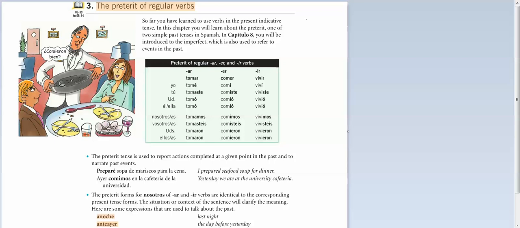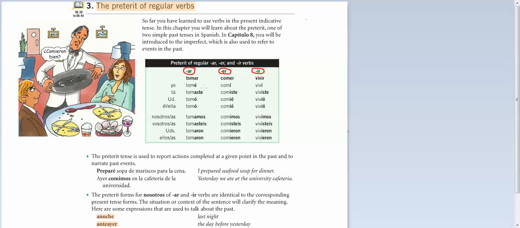So I'm going to go ahead and talk to you about how to form the preterite. And it's fairly easy. You're basically doing the same thing that you did in the present tense. You have three different types of verbs. Just like in the present tense, you have AR verbs, ER verbs, and IR verbs. And when you want to conjugate a verb, for example, we've got tomar, which means to take.